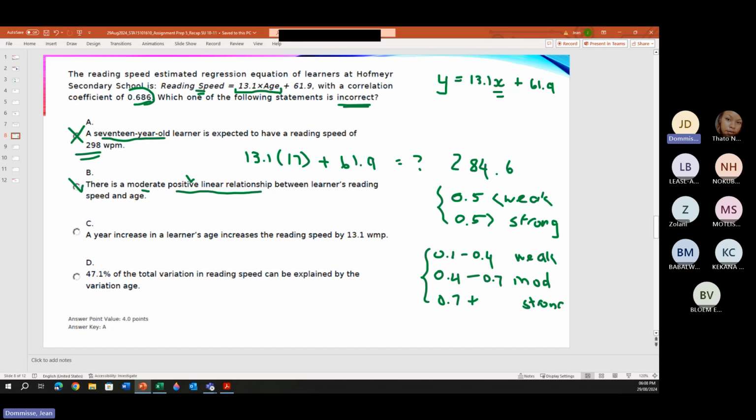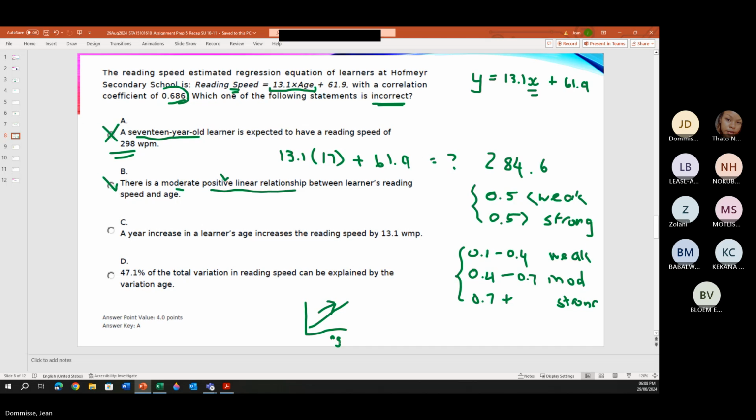The same we can say is that for each decrease in year, there's also a 13.1 decrease in speed. So it goes both ways. So yes, as age increases, so let's say that was age, and that is speed.